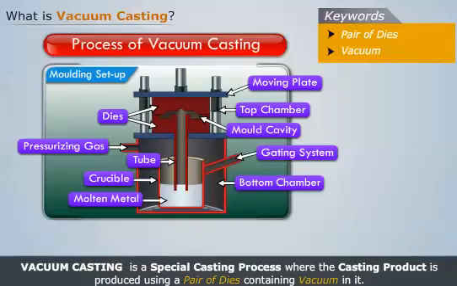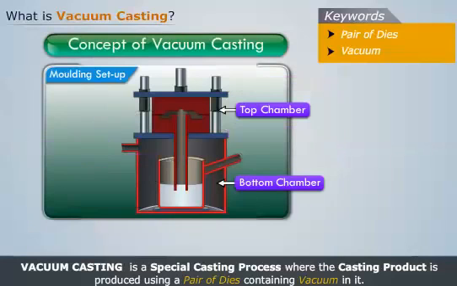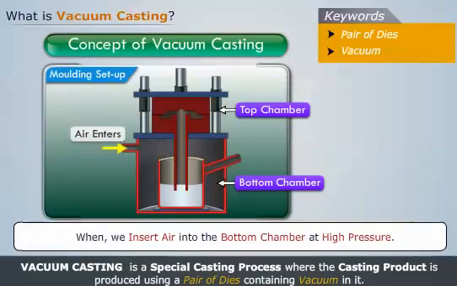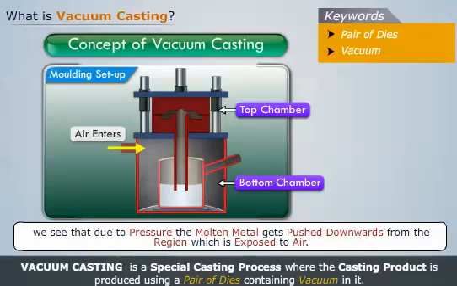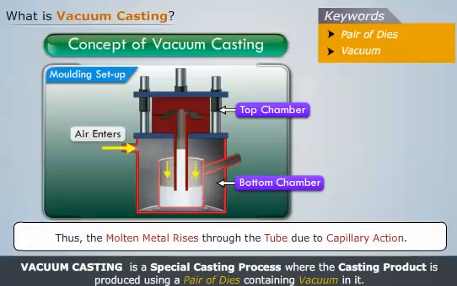Now let's discuss how this mold setup works. When we insert air into the bottom chamber at high pressure, we see that due to pressure the molten metal gets pushed downwards from the region which is exposed to the air. Thus the molten metal rises through the tube due to capillary action.